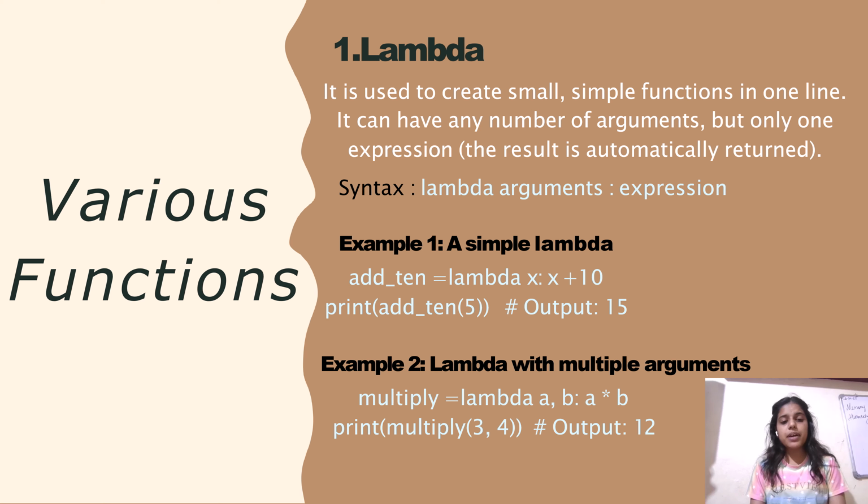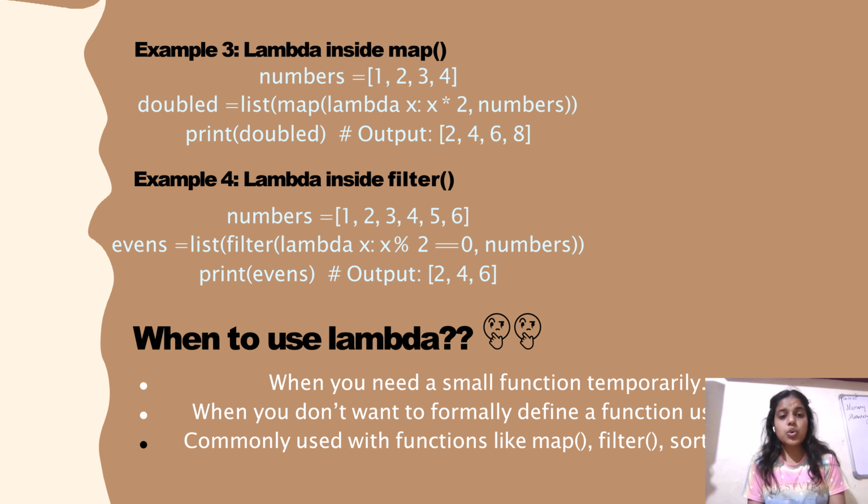You can also use the lambda with the map and the filter. In the first example, you saw a simple lambda directly on the value, and in example two, lambda with multiple arguments. Here we have two arguments, and we are multiplying the two arguments. And in the above one, we have only one argument. So example three is how to use lambda with map, and example four is how to use lambda with filter.